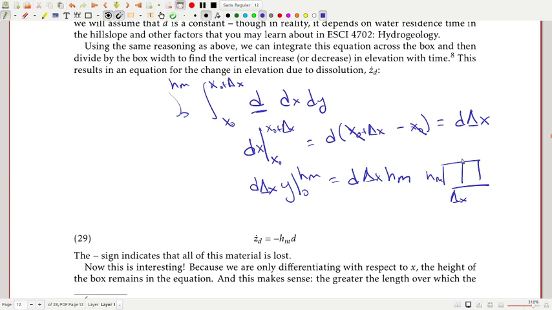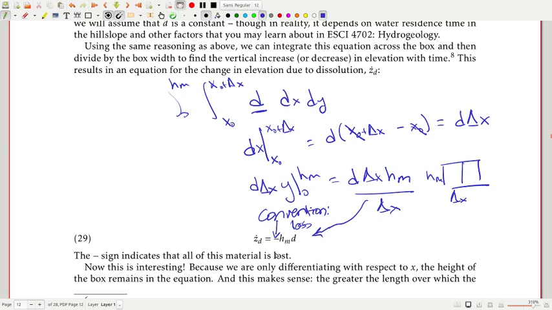Then what we get here, if we're looking at this individual column, is the need to divide this through by delta x. And that's where we get this change in thickness as an effect of dissolution is equal to minus h sub m times d over delta x, and this minus here is this convention. Loss. And so what we're saying is that if there's dissolution, there's loss of material from the hillslope. And so therefore, we're actually losing elevation if we dissolve material.